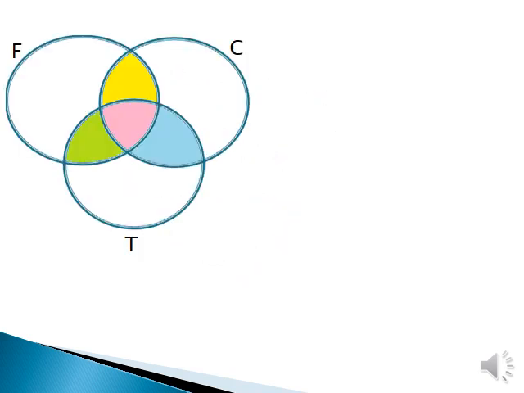Here you can see the colors yellow and pink show the intersection between football and cricket, that is the students who play football and cricket. Then pink and blue show the intersection between cricket and tennis, and green and pink is the intersection between football and tennis. This middle pink section is the intersection of all these 3 sports, that is students who play football, cricket as well as tennis.